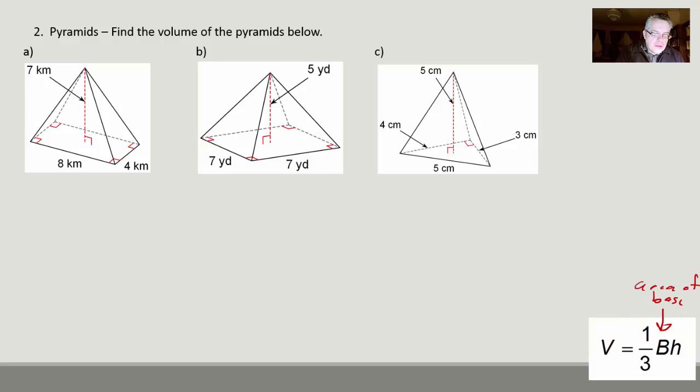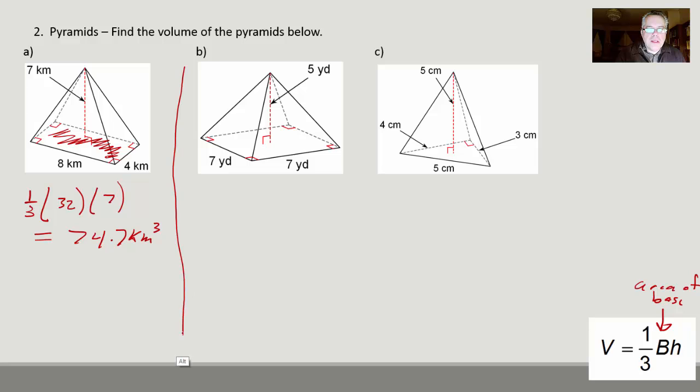Okay, so let's do it. We've got 1/3. We've got to multiply it by the area of the base. In this case, the base is a rectangle. So it's 4 by 8, and so the area would be 32. So that's 1/3, that's the area of the base, times the height. The height is 7. Okay, let's see what we get. I think we get a decimal this time, but that's okay. We get 74.7. And the units would be kilometers cubed. That's a huge pyramid.